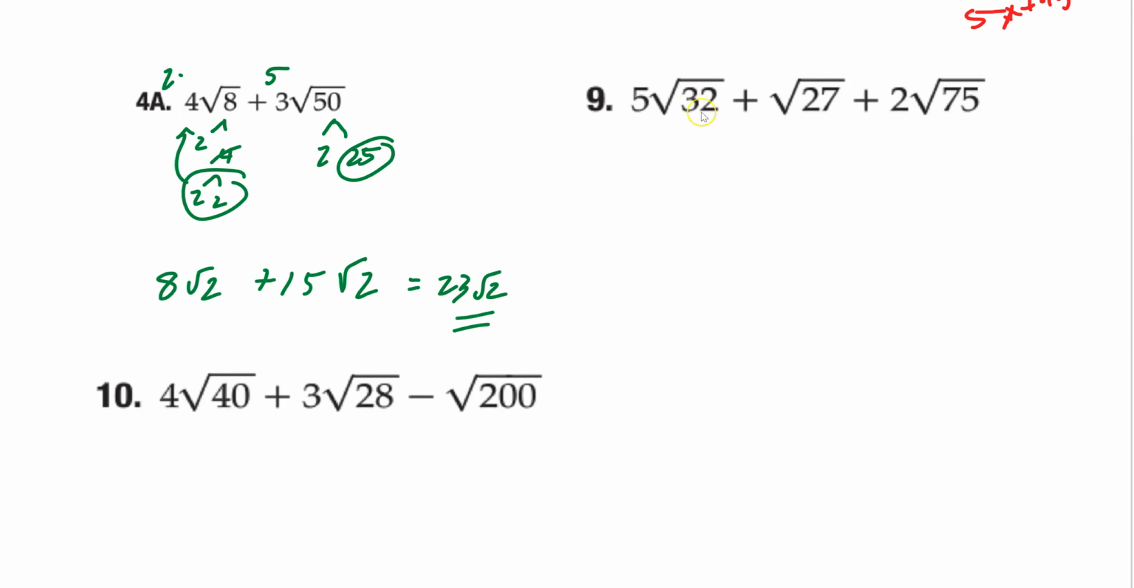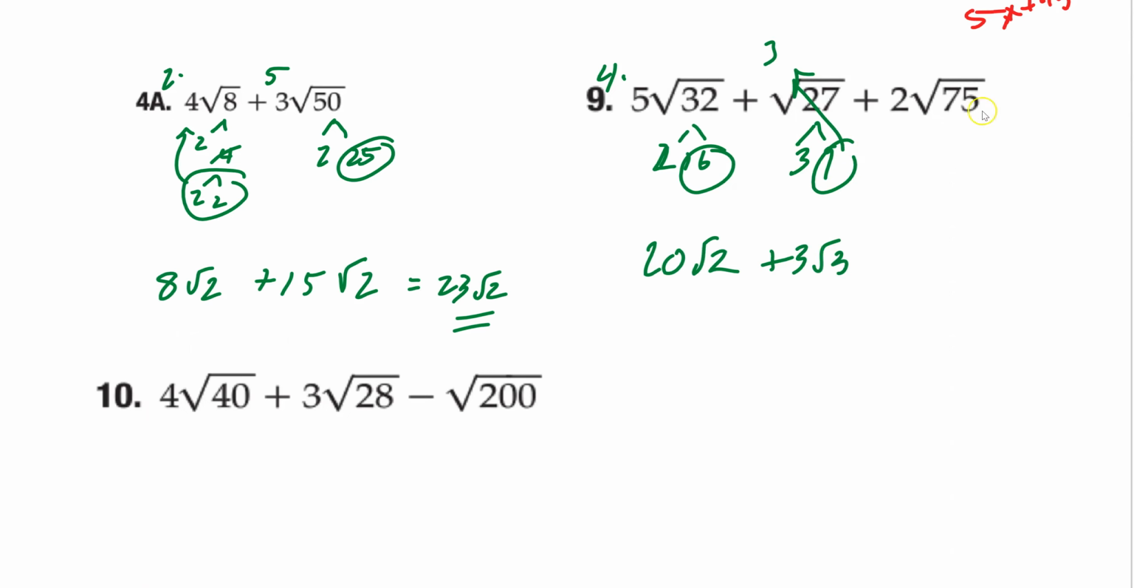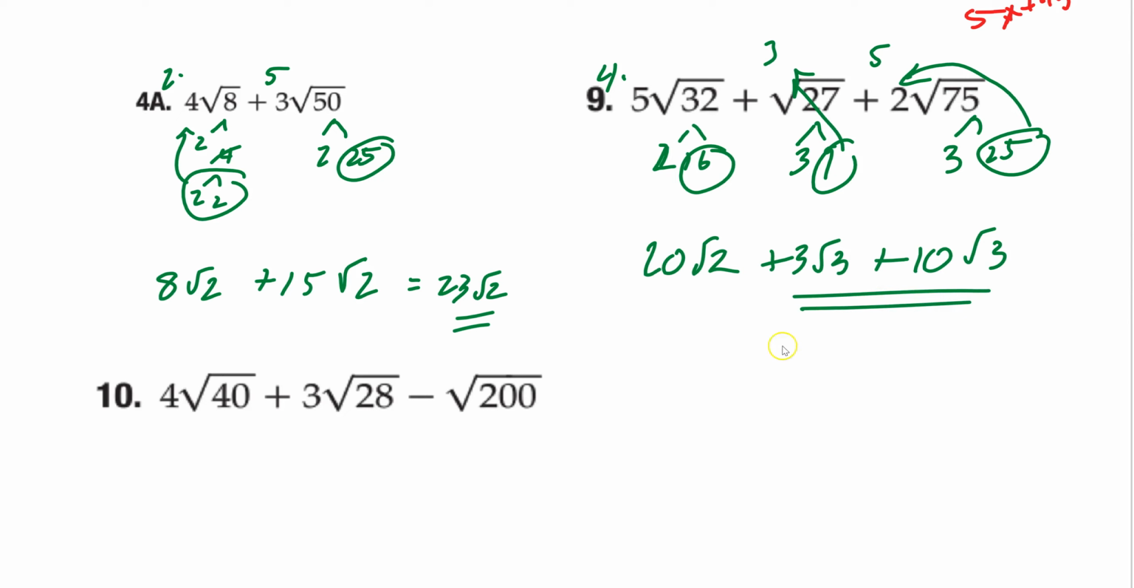Same thing over here. 32 is 2 times 16. Square root of 16 is 4. So I get 20 rad 2. 27 is 3 times 9. Square root of 9 is 3. So I just get 3 rad 3. And then 75 is 3 times 25. Square root of 25 is 5. There's already a 2 out there, so you multiply them. You get 10 rad 3. So again, the only ones I can combine are the ones that are exactly alike. This is like adding variables. 3 plus 10 is 13 rad 3.